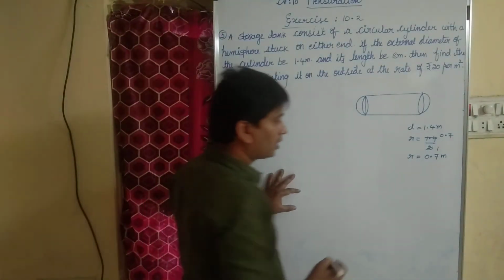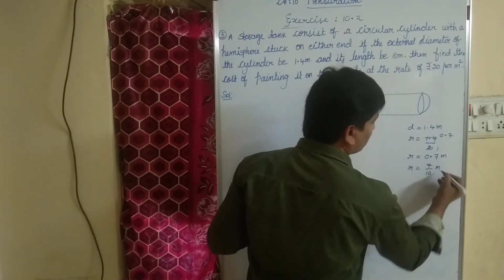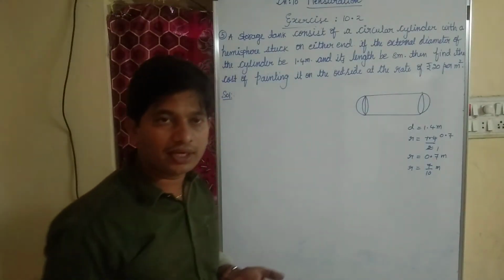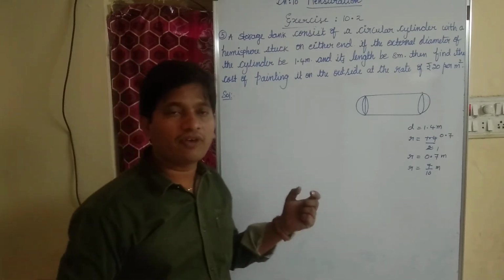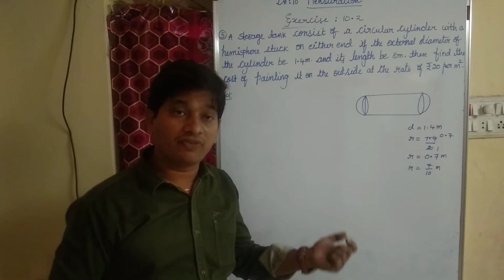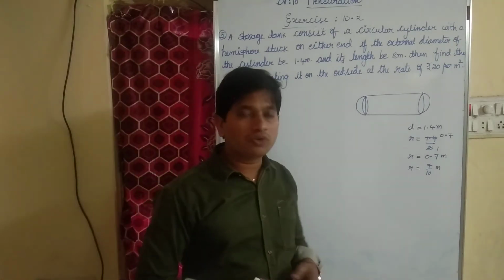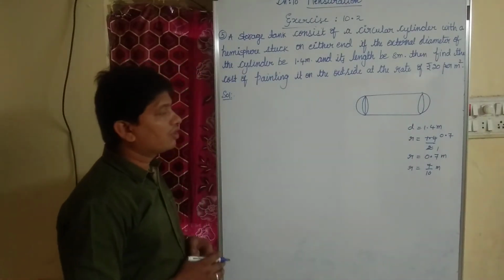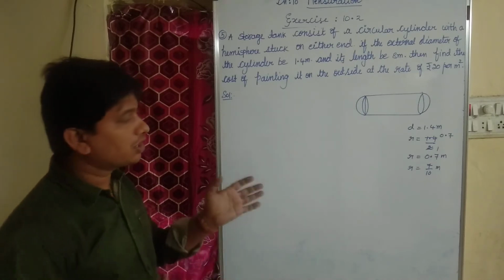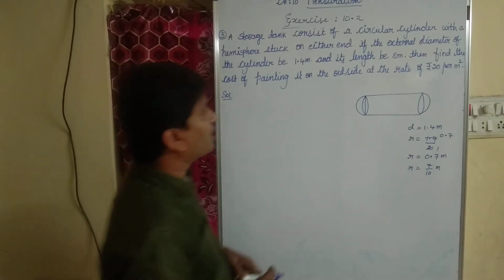You know children, 0.7 we can write as 7 by 10, as 7 by 10 is nothing but 0.7 only. If it is in the form of decimals, it will be difficult for us to do multiplication, right? So better if we convert into fractions so that we can do cancellation easily. That is the reason we converted 0.7 meters into 7 by 10 meters. And its length is 8 meters.